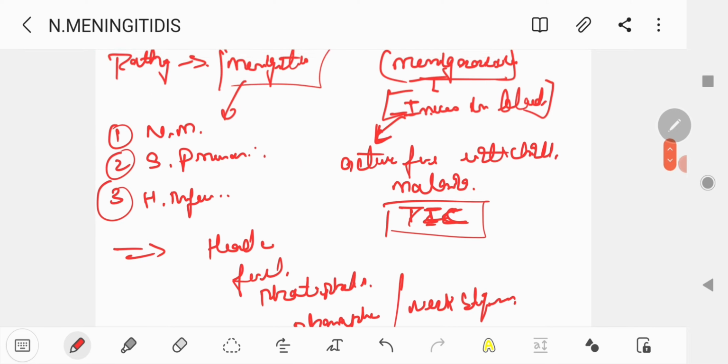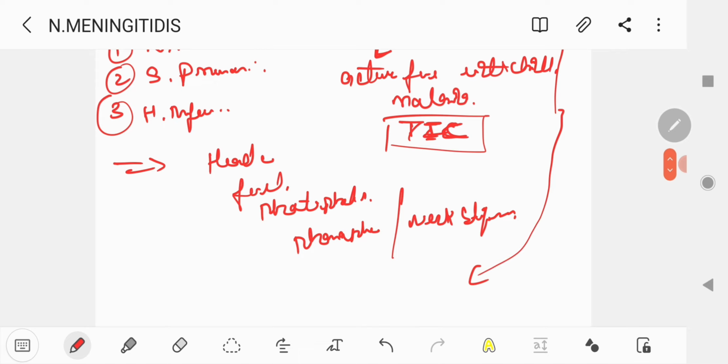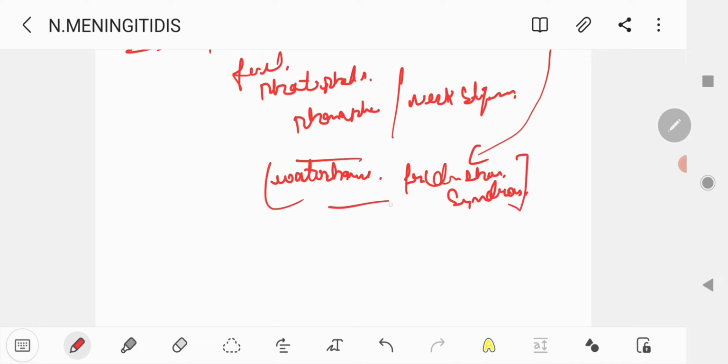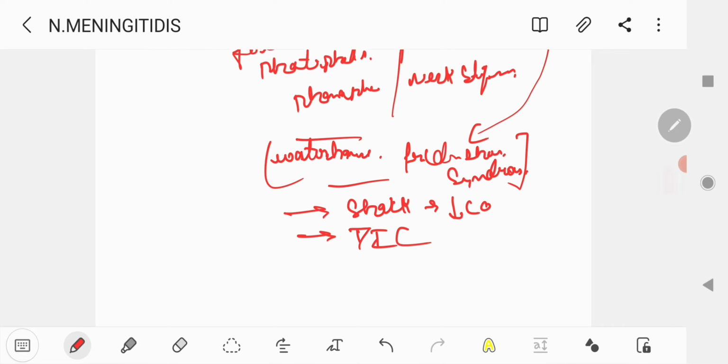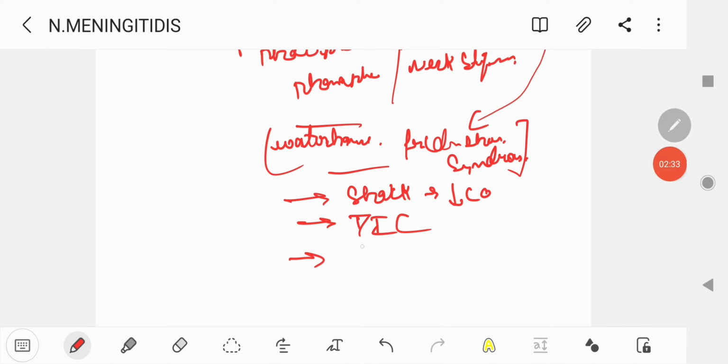Okay, and if meningococcemia turns into a severe form, it can cause Waterhouse-Friderichsen syndrome. This Waterhouse-Friderichsen syndrome is a triad in which you can see that there is shock because of decreased cardiac output. Then the patient has disseminated intravascular coagulation. And the third one is multi-system organ failure.